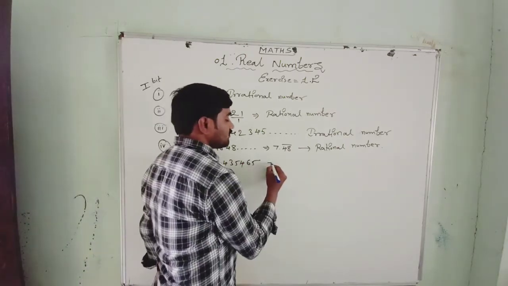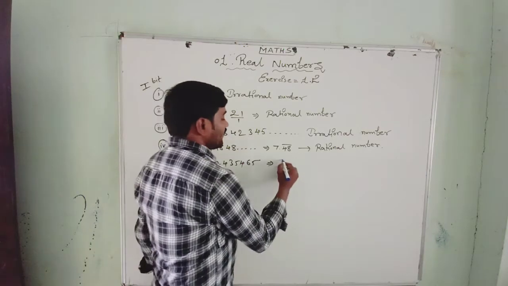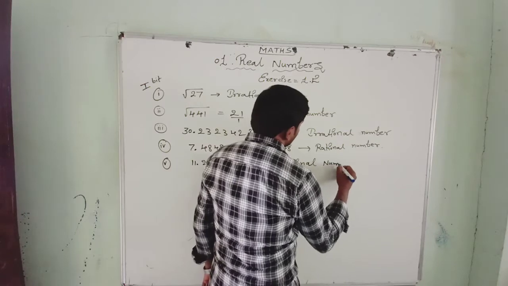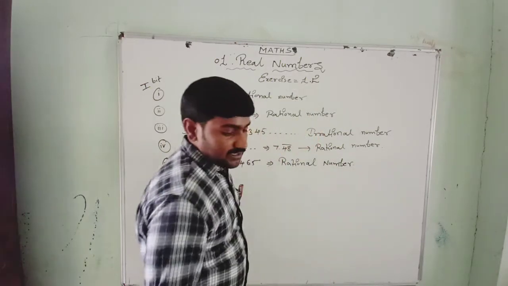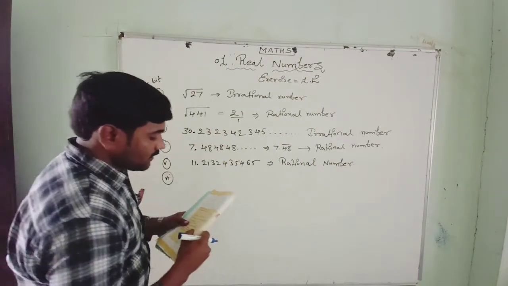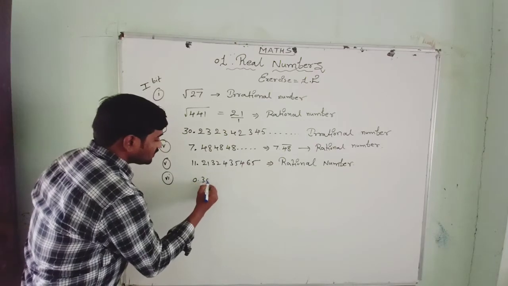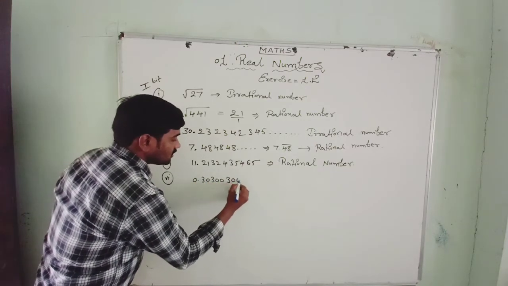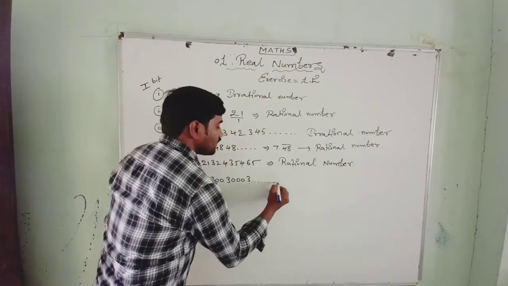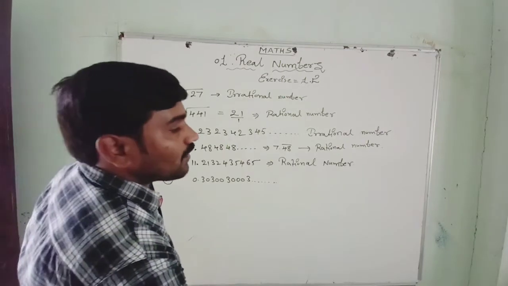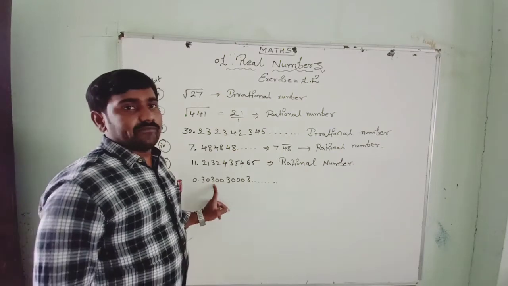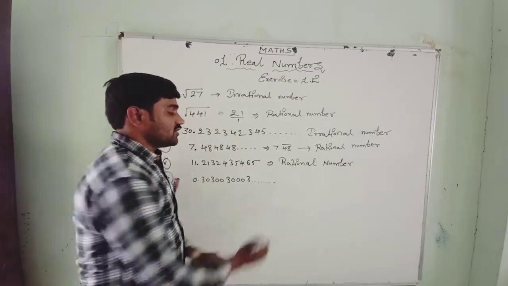All terminating decimal numbers we can write in the form of p by q. So if you are able to write it in the form of p by q, it will be considered as a rational number. The last one of this bit, that is the sixth one, 0.3030030000 and 3, we know that 4 zeros will come now. So see here, what kind of decimal number is it? Terminating or non-terminating? It is a non-terminating decimal number because there are infinite decimal digits here.